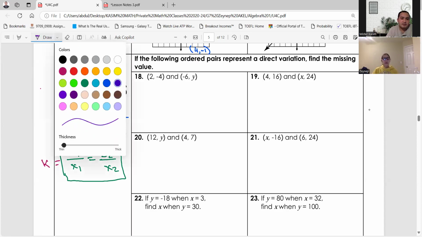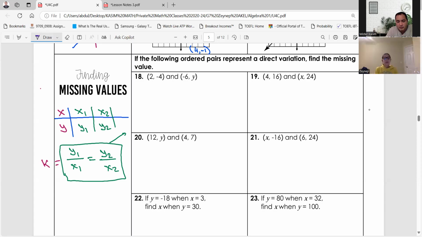Now using this method, here we have y1 over x1, that is -4 over 2, which should be equal to y over -6. Right? Now I'm going to cross multiply. 2 times y is 2y. -4 times -6 is 24. And you know how to solve this equation? y is equal to 12 because 24 divided by 2 is 12. So if these 2 points represent a direct variation, y must be equal to 12.